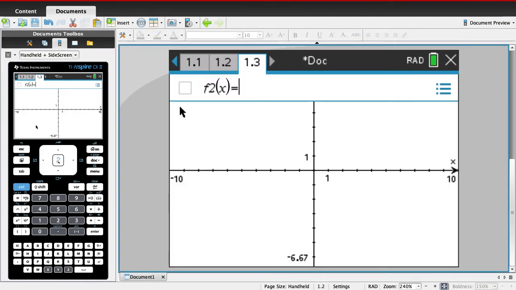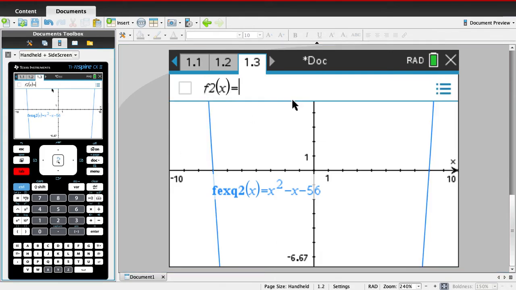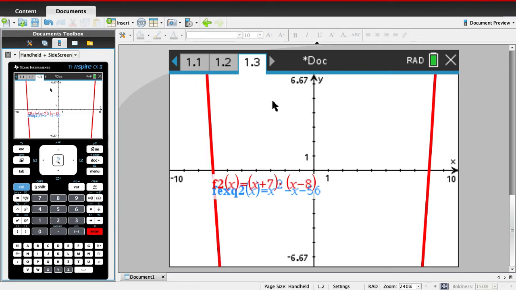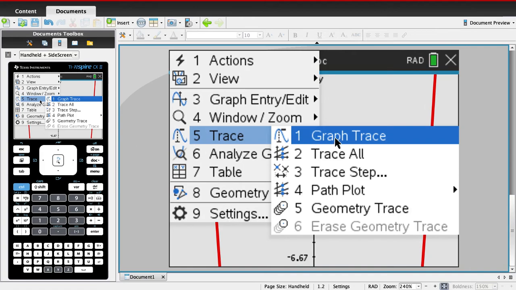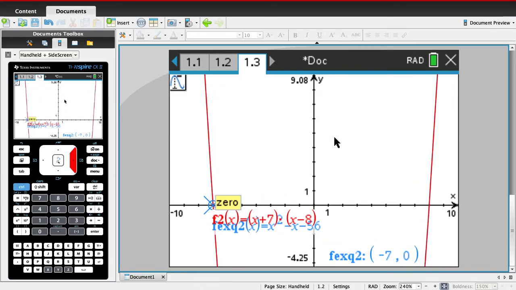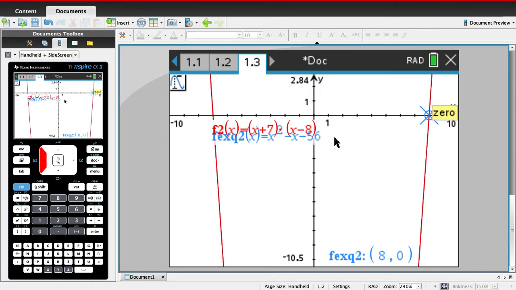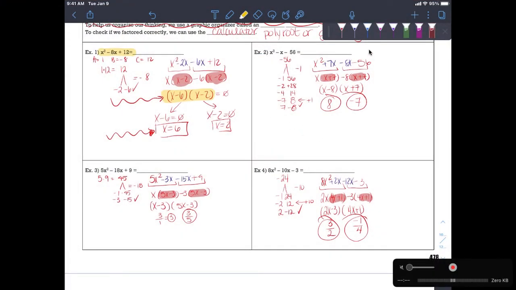So I'm going to head over to my graph. I'm going to put in my equation. It should look like this. Let me go ahead and type in the ones that we factored. And look at that, it lays right on top of it. And let's go ahead and do a graph trace just to verify. Noticing my 0 is located at -7, just like I predicted, and it should be also at +8. And there it is at +8. So good, we got this one correct as well.